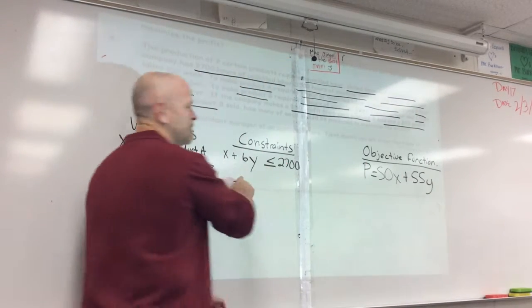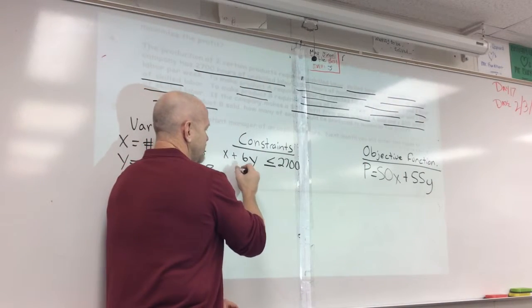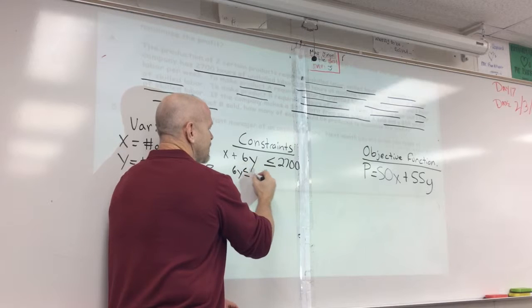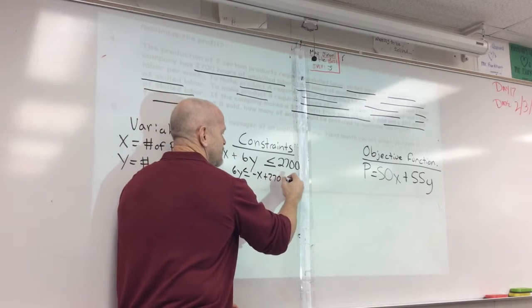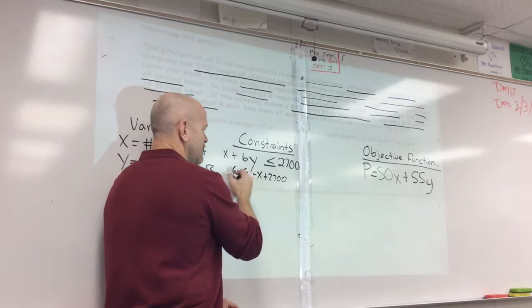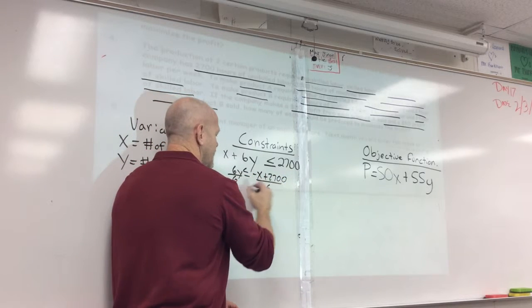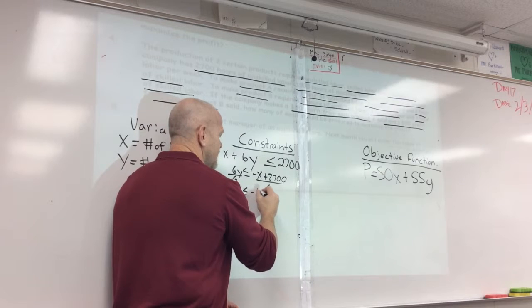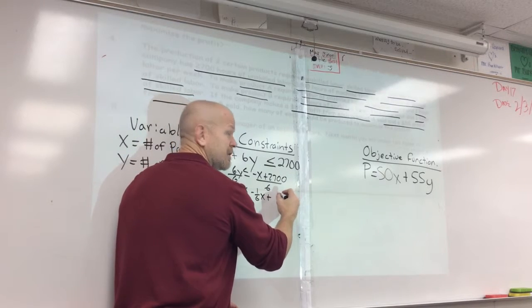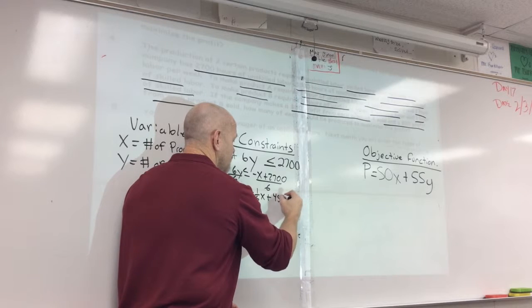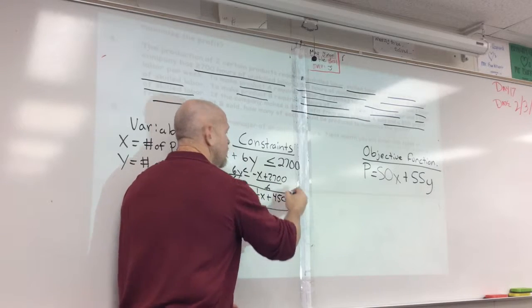How do I solve this? Minus x, so we got 6y is less than or equal to negative x plus 2,700, and then what do I do? Divide both sides by 6. Dolores, I'm going to count on you for your math there. That's negative 1/6x plus 450. Thank you, ma'am. And there's one of our constraints. Easy or hard?